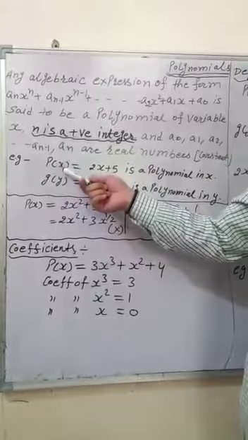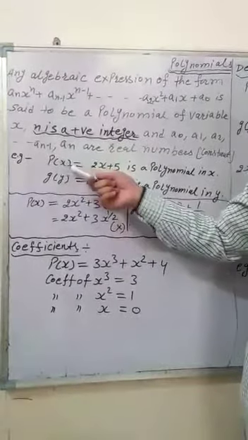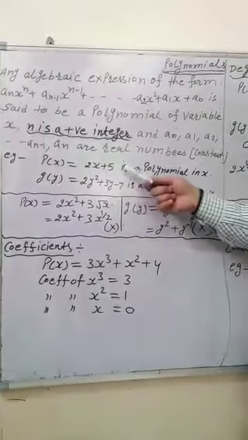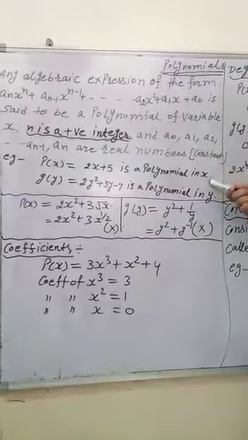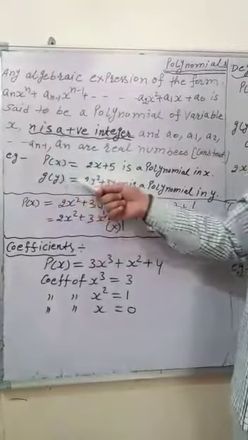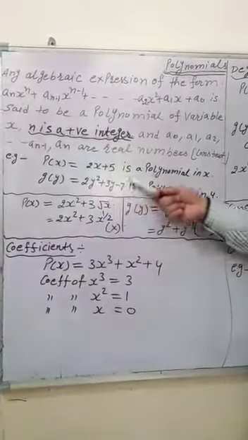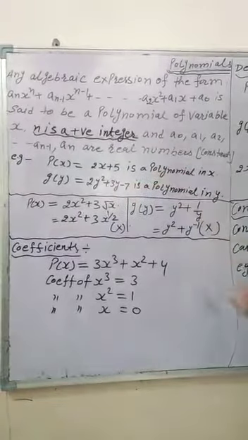For example, p(x). For the first example, I am taking a polynomial of variable x. So p(x) is equal to 2x plus 5. This is a polynomial in variable x. Now, the next example is g(y). So g(y) is a polynomial of variable y. Which variable? y. So this is the second example.